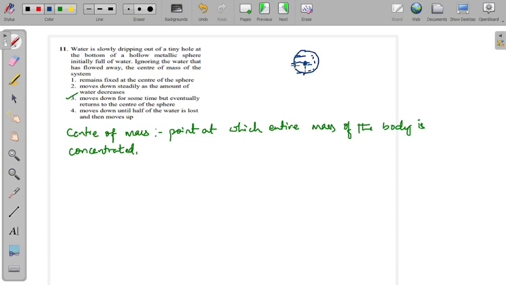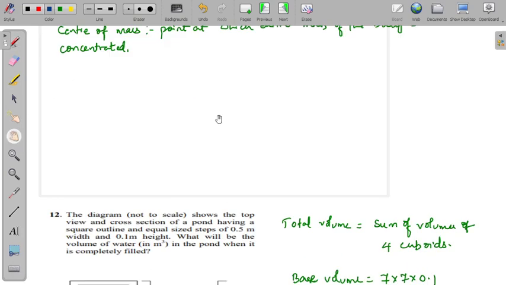Once the sphere is emptied, once again the center of mass goes back to the center, because in equilibrium position, a sphere always has its center of mass at the center. When you obtain an empty sphere, again the center of mass will go back to the center of the sphere. So out of these options, moves down for some time but eventually returns to the center of the sphere. That will be the appropriate answer.